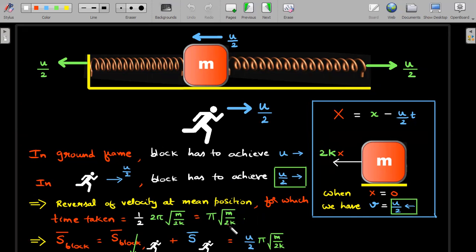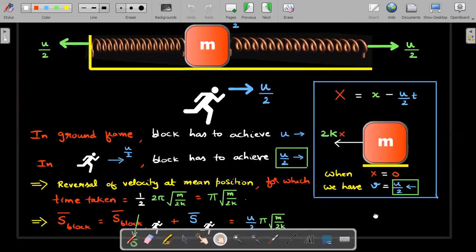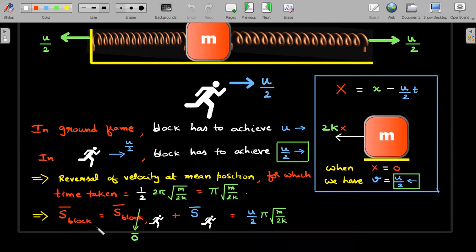And we all understand time is a frame independent quantity. Whatever time this inertial observer measures, the same time the ground frame observer also has to measure. Okay, now in the ground frame, what is the displacement of the block? How do you calculate the displacement? So stay with me, it's almost done.